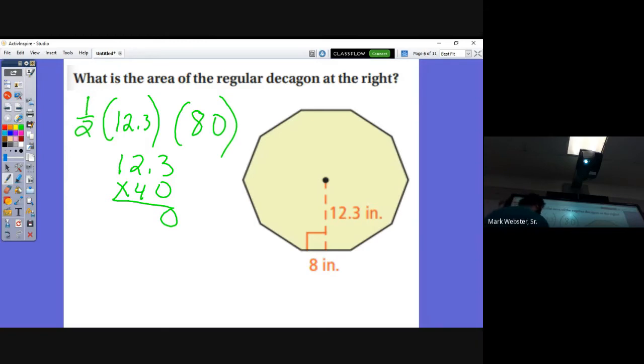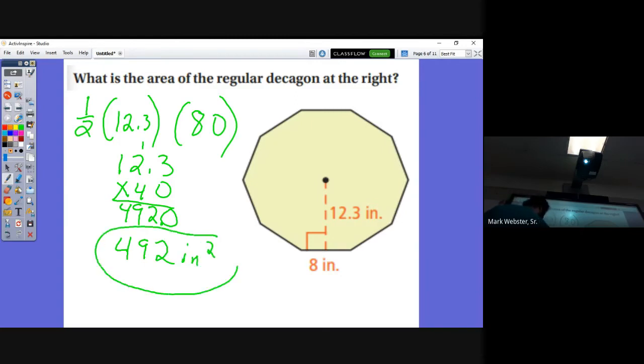4 times 3 is 12. 4 times 2 is 8 plus 1 is 9. 4 times 1 is 4. We've got 1 decimal place. So my final answer is 492 inches squared because we're working with area. That's totally one way you can do it, right? That's using what the book tells us.